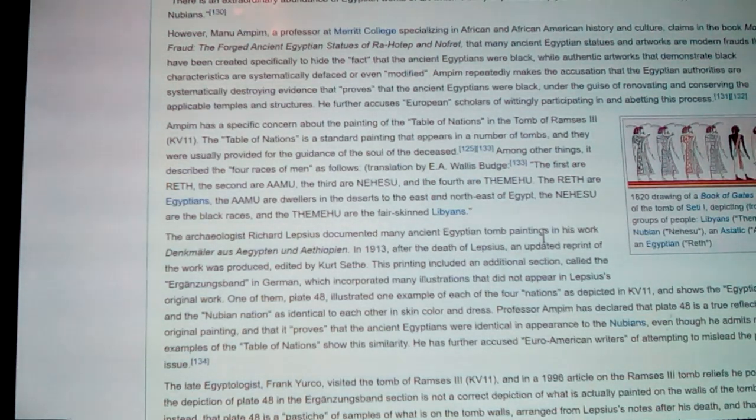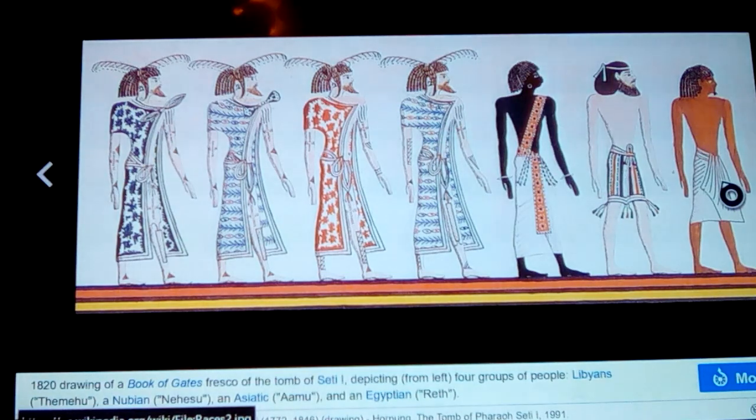Translation by E.A. Wallace Budge. The first are Reth, the second are called Amu, the third are called Nehesu, and the fourth are called Temehu. The Reth are the Egyptians, the Amu are dwellers in the deserts east and northeast of Egypt, the Nehesu are the black races, and the Temehu are the fair-skinned Libyans. And so the only Negroid that's described here in any way, shape, or form is this one.